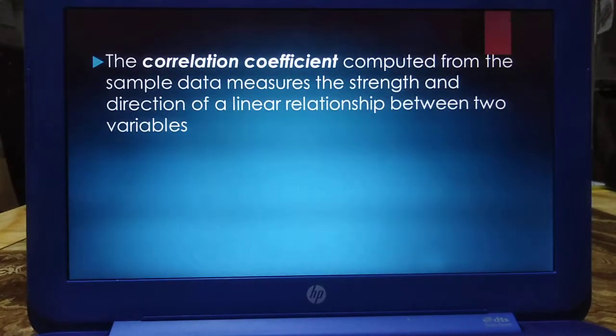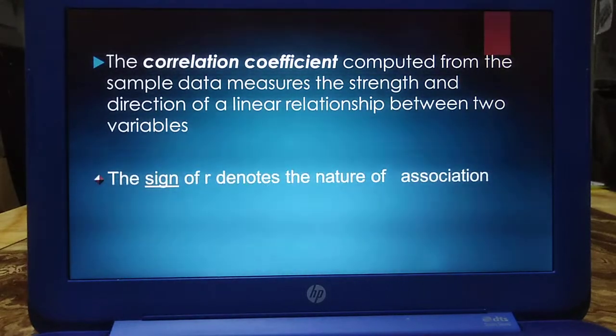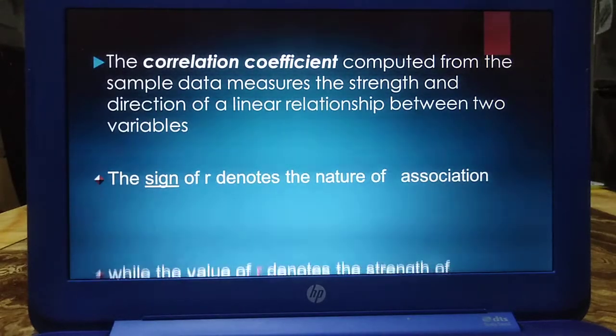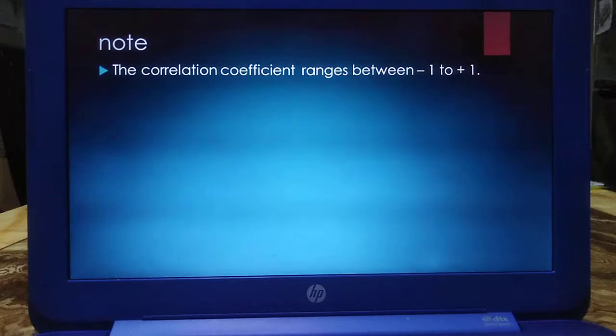So the correlation coefficient computed from the sample data measures the strength and direction of a linear relationship between these two variables. And the sign of r denotes the nature of association, while the value of r denotes the strength of association.